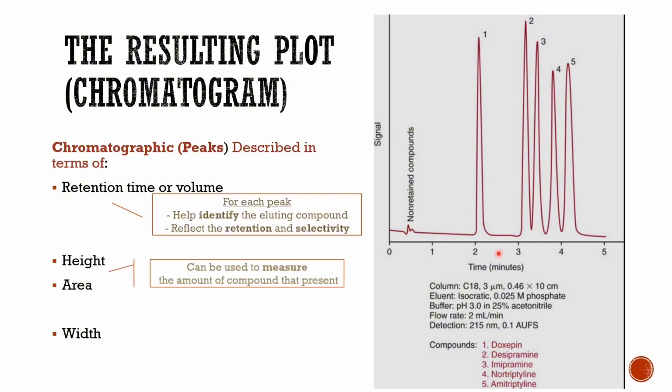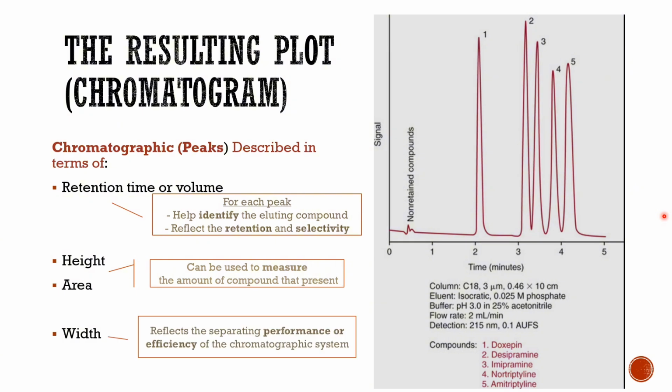The height and the area of each peak will help us measure the amount of compound present in the mixture. The width will reflect the separation performance, or the efficiency, of the chromatographic system. So you can assess whether it is a good system, whether it is separating in the right way, or whether there is some defect in the chromatographic system.